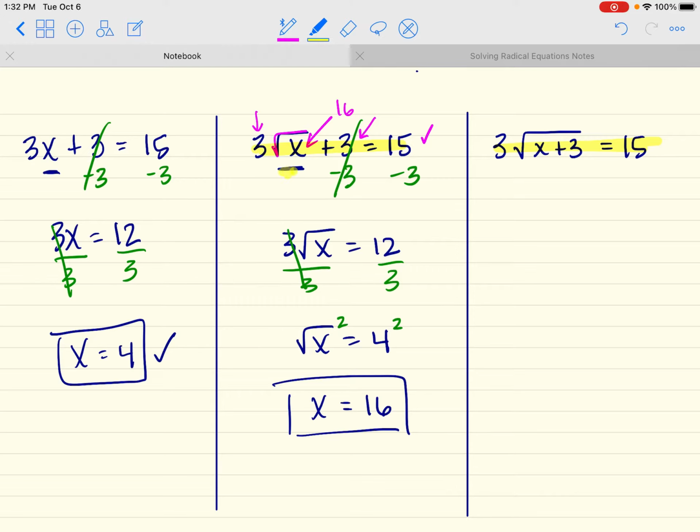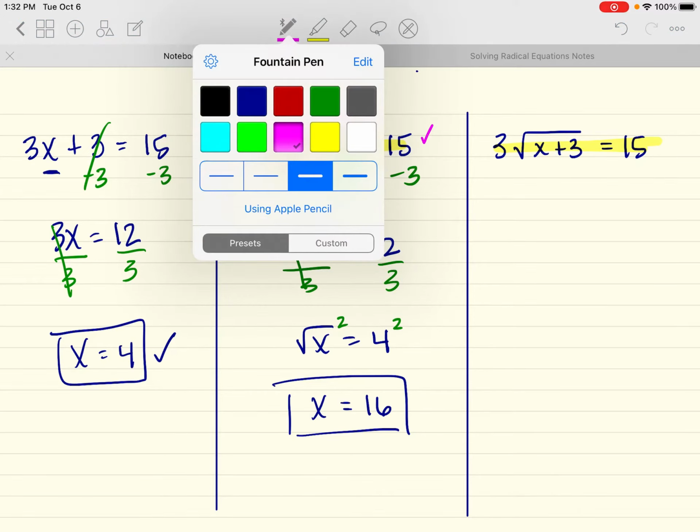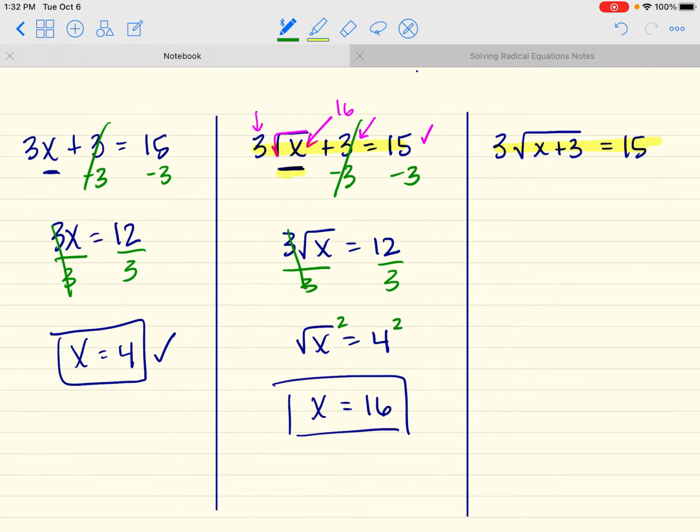So just like we started here by getting the radical by itself, we're going to start in this problem by getting the radical by itself. So if our radical is being multiplied by 3, we're going to divide both sides by 3. That would leave us the radical x plus 3 equal to 5. Again, that plus 3 is underneath the square root. I cannot move it until the square root is gone. It would be like being trapped in parentheses. It's trapped in there, okay?